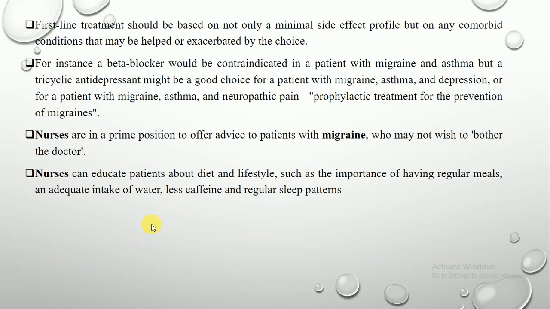Another thing, first line treatment should be based not only on a minimal side effect profile but on any comorbid conditions that may be helped or exacerbated by the choice. So first line treatment should be based not only on minimal side effects, we are going to minimize the side effects of the drug, but on comorbidities. Two terms are used. One is morbidity and the second one is mortality. Mortality means how many people die.